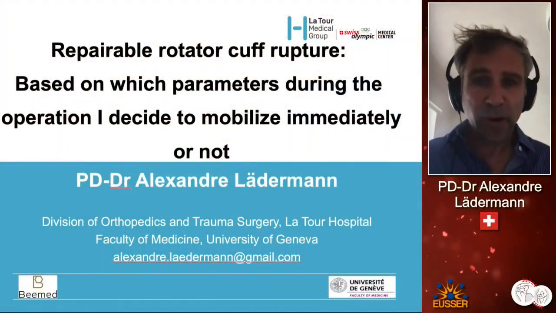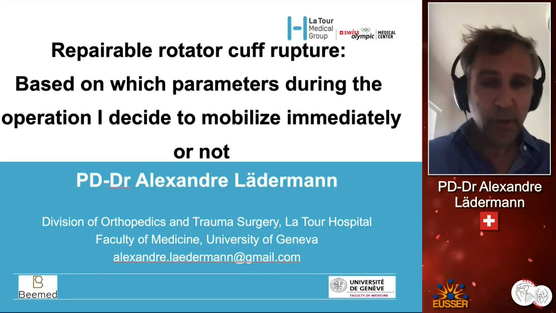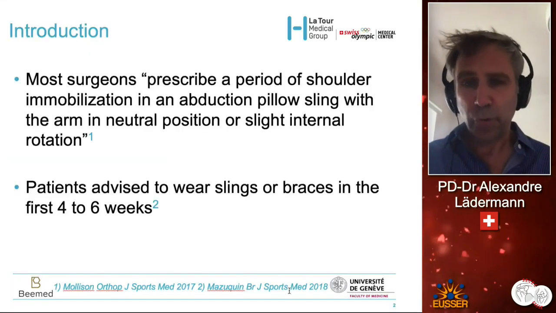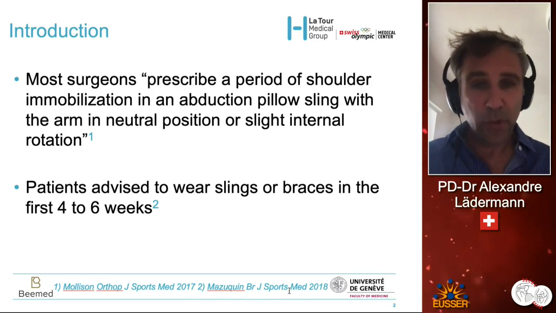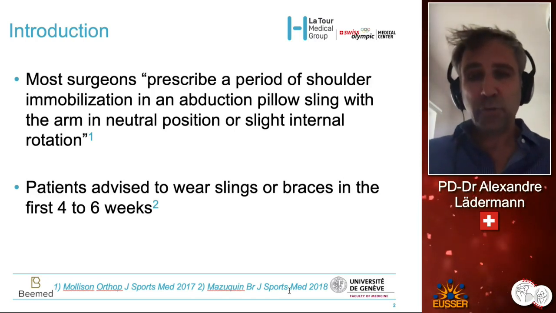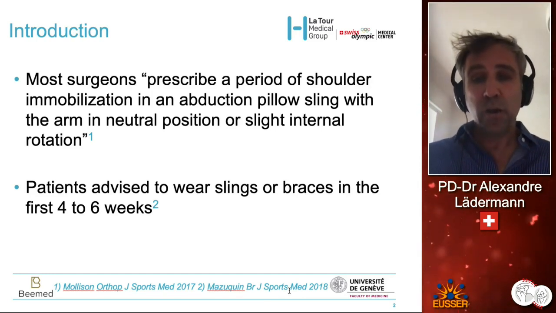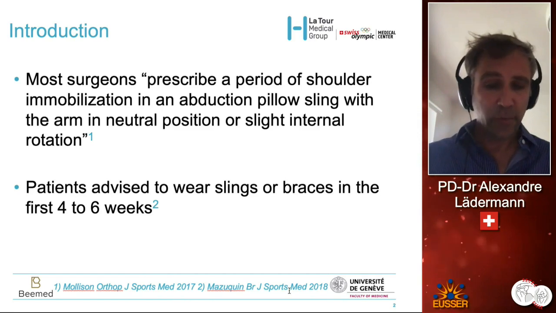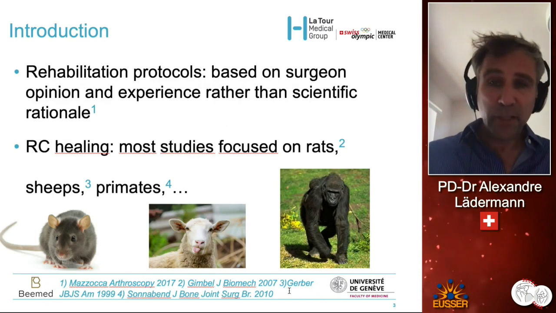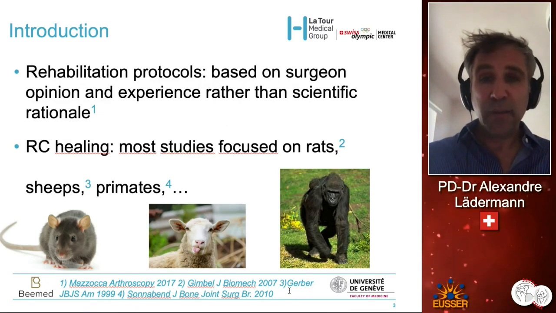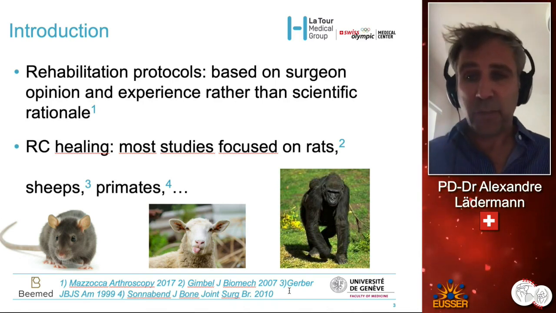So, based on which parameters during the surgery do I decide to mobilize my patient immediately or not? Most surgeons nowadays prescribe a period of shoulder immobilization in an abduction pillow with the arm in neutral rotation or slight internal rotation. The patients are advised to wear the sling or the brace for the first 4 to 6 weeks. However, the rehabilitation protocols are mainly based on surgeon opinion and experience rather than scientific rationale.